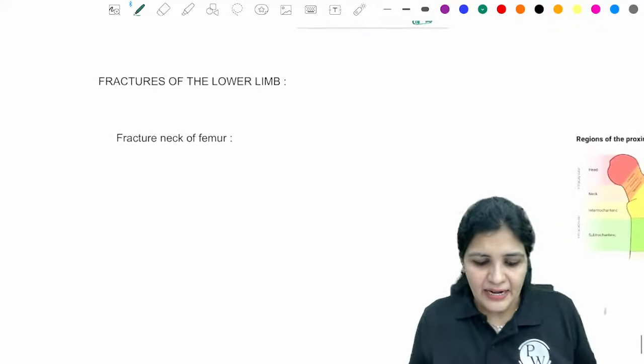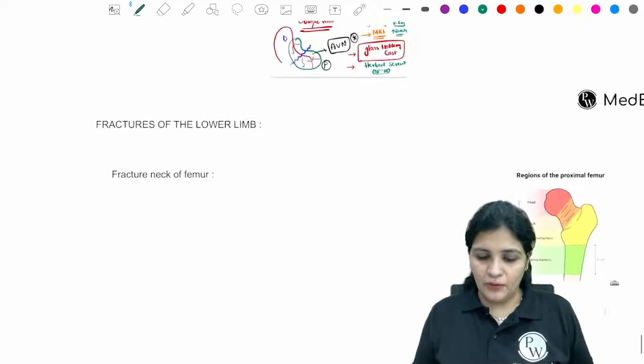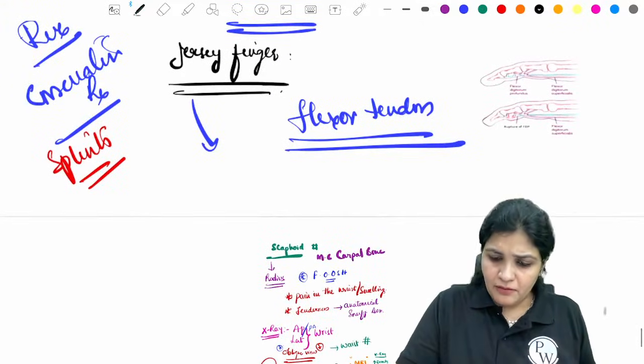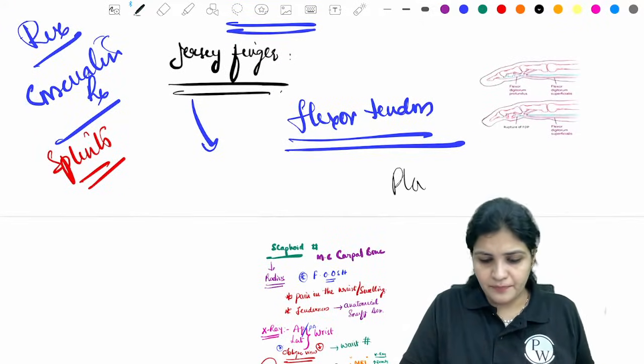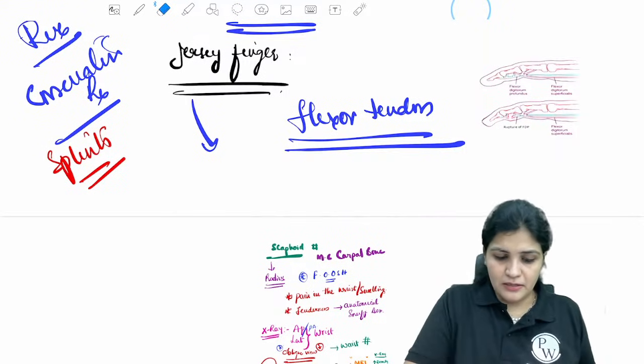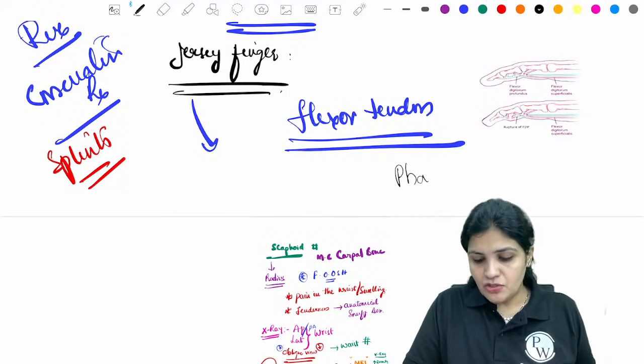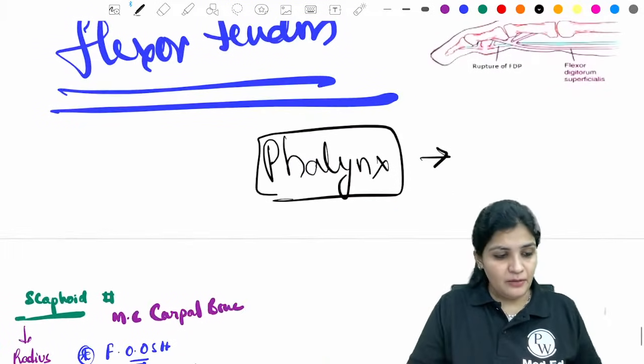Yes, good. Now, before that, phalanx, fractures of the phalanx. Whenever there are fractures of the phalanges, what is the main important thing?